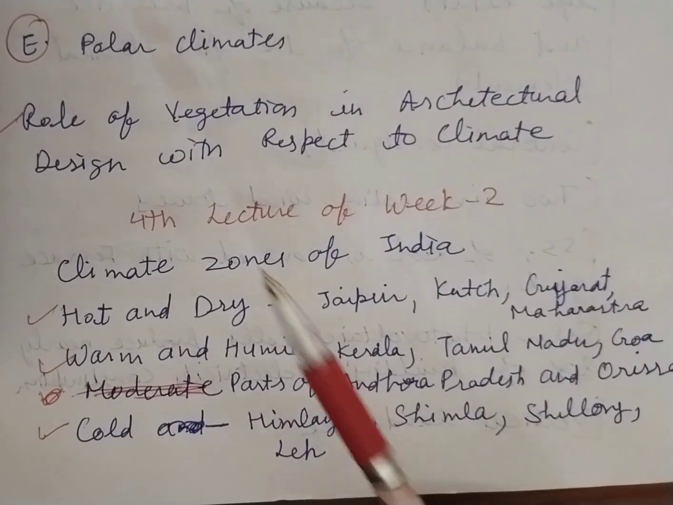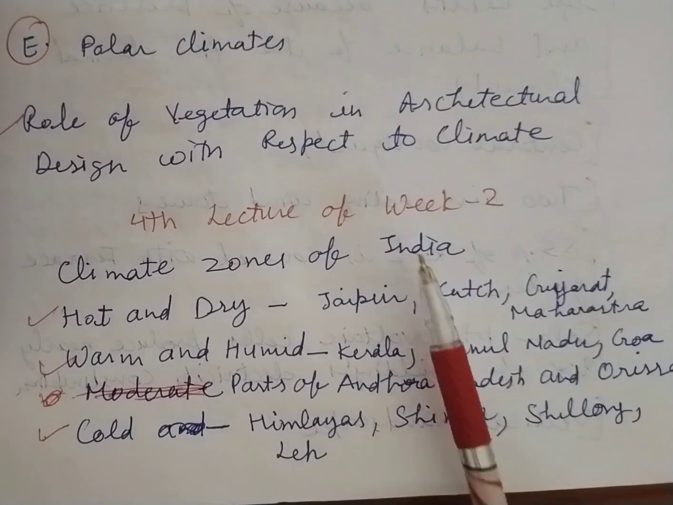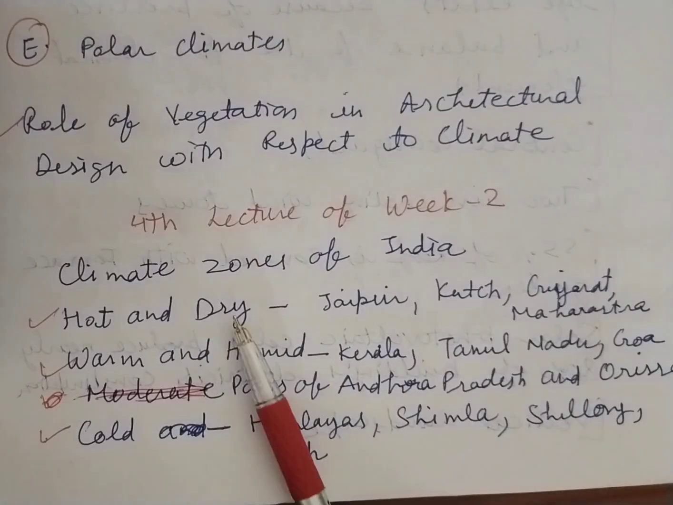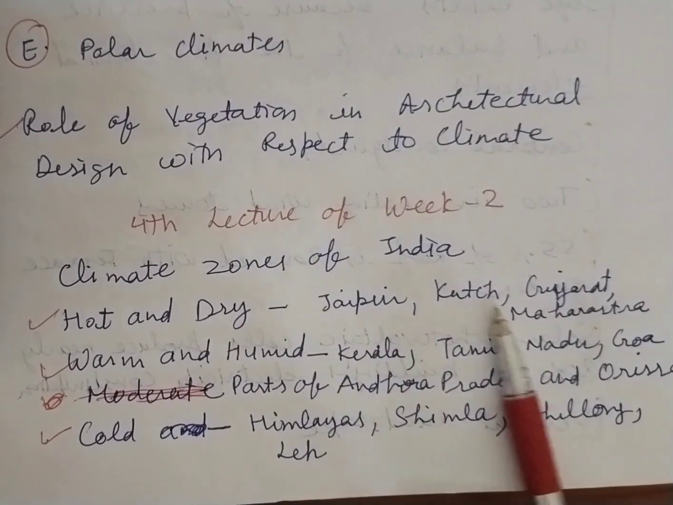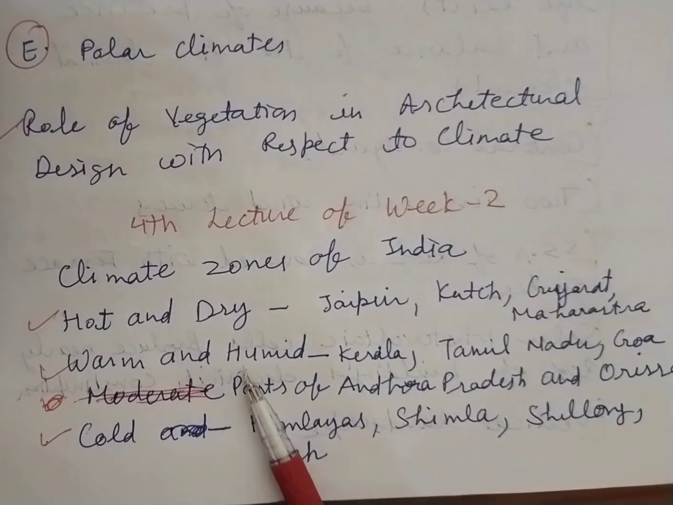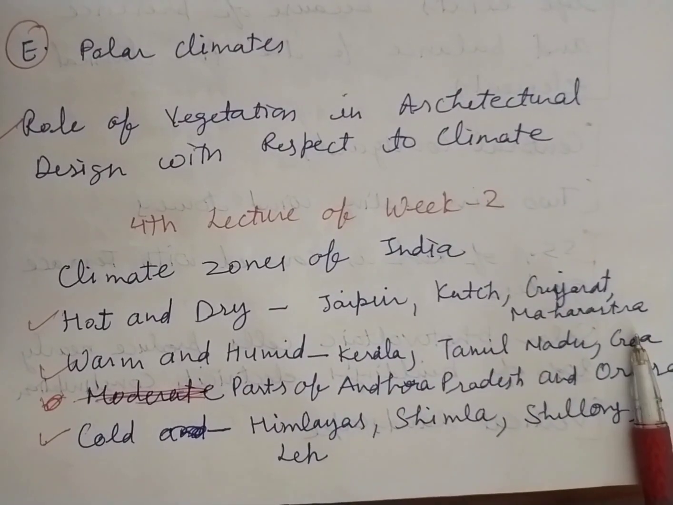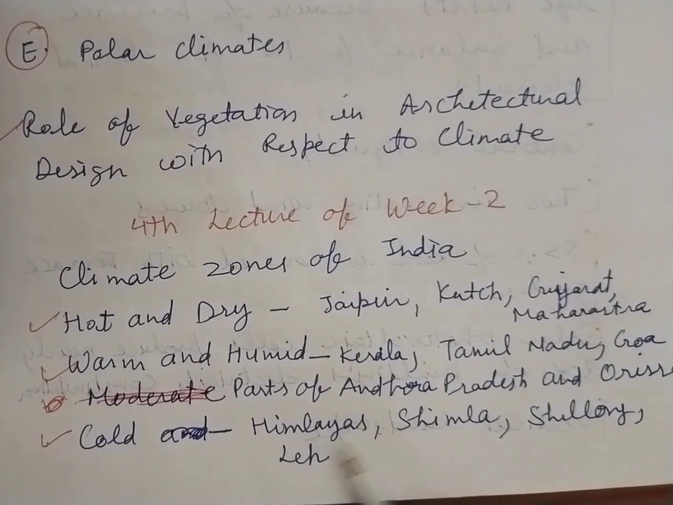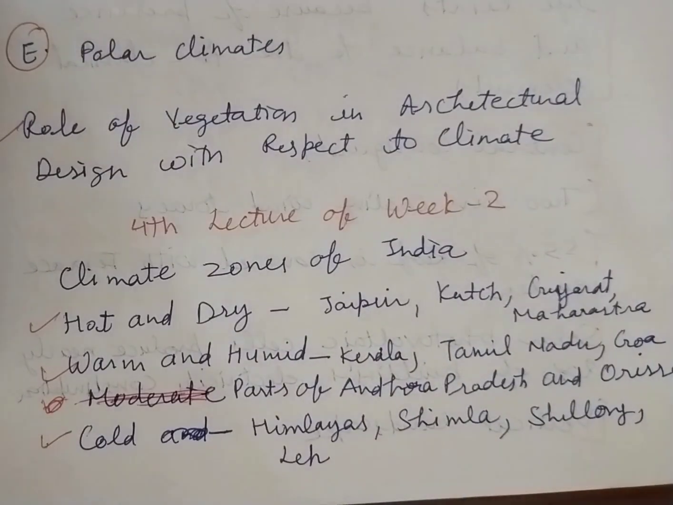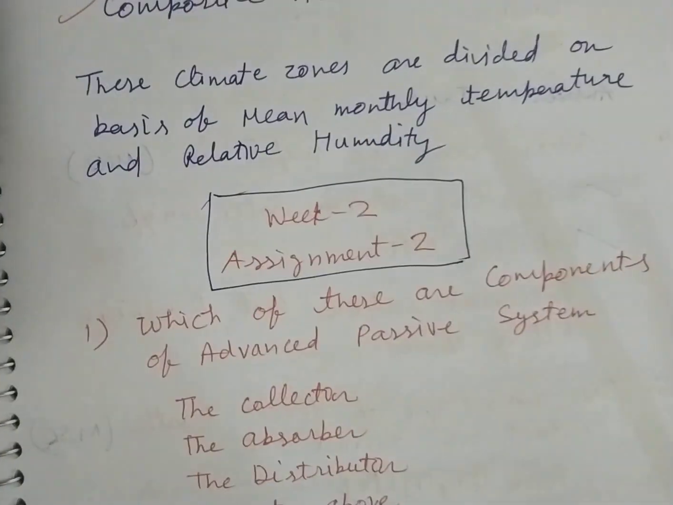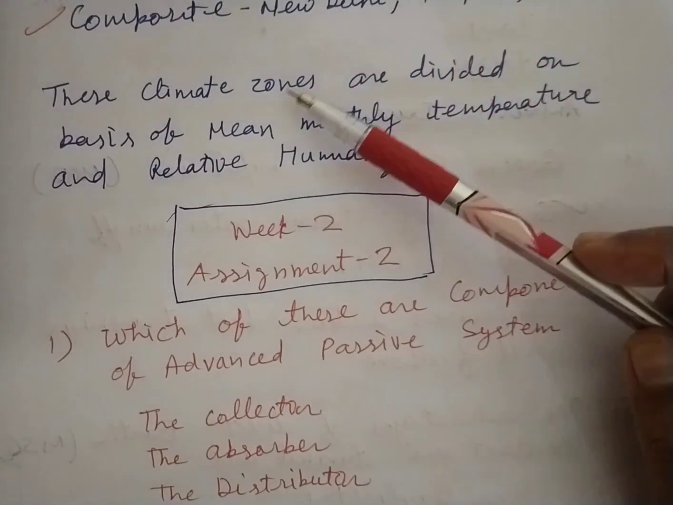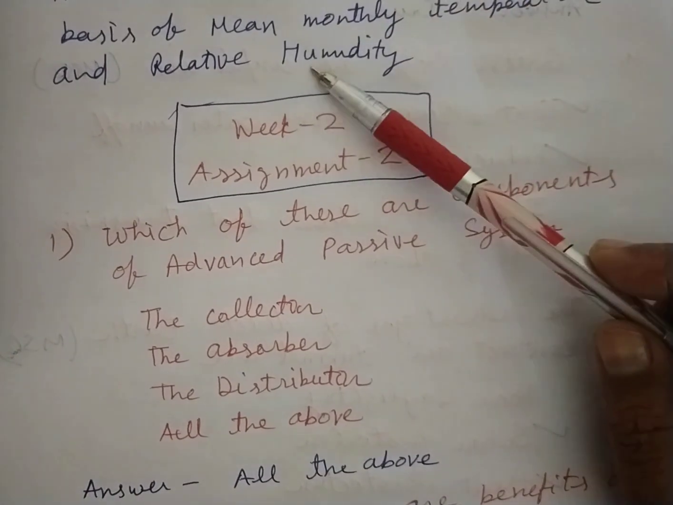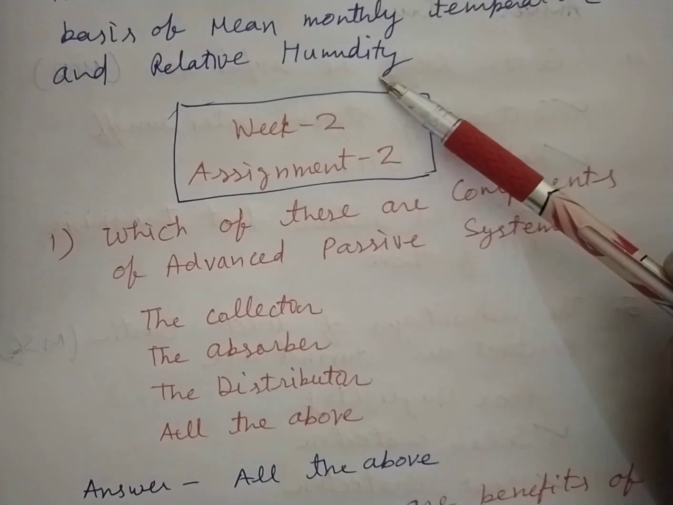Now coming to the quick review of fourth lecture of week 2. It covers the climate zones of India, which is hot and dry, which covers the state like Jaipur, Kutch, Gujarat and Maharashtra, warm and humid Kerala, Tamil Nadu, Goa, parts of Andhra Pradesh and Orissa, cold climate Himalaya, Shimla, Shillong and Leh, temperate Bangalore and Pune, composite New Delhi, Kanpur, Allahabad. These climate zones are divided on basis of mean monthly temperature and relative humidity.